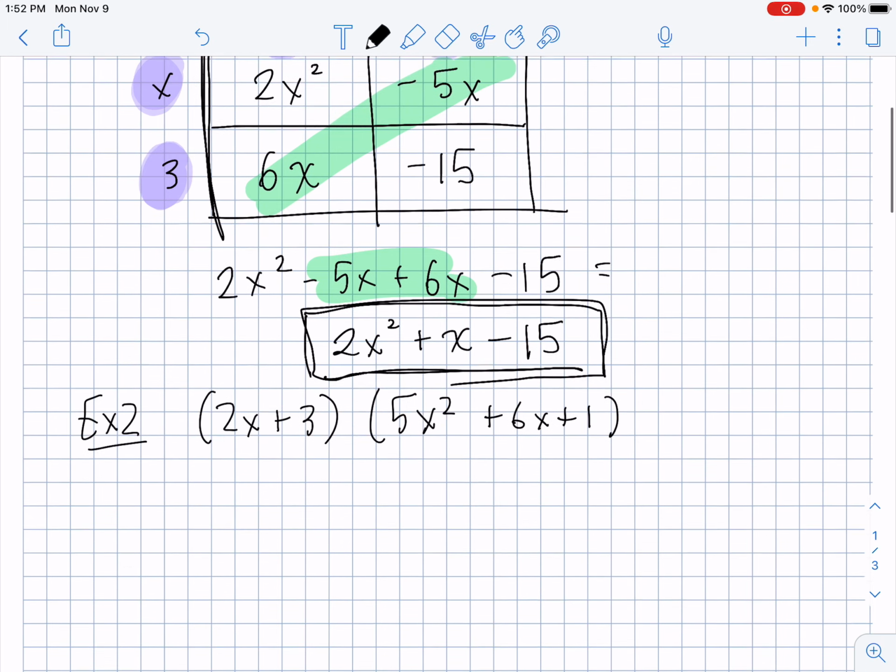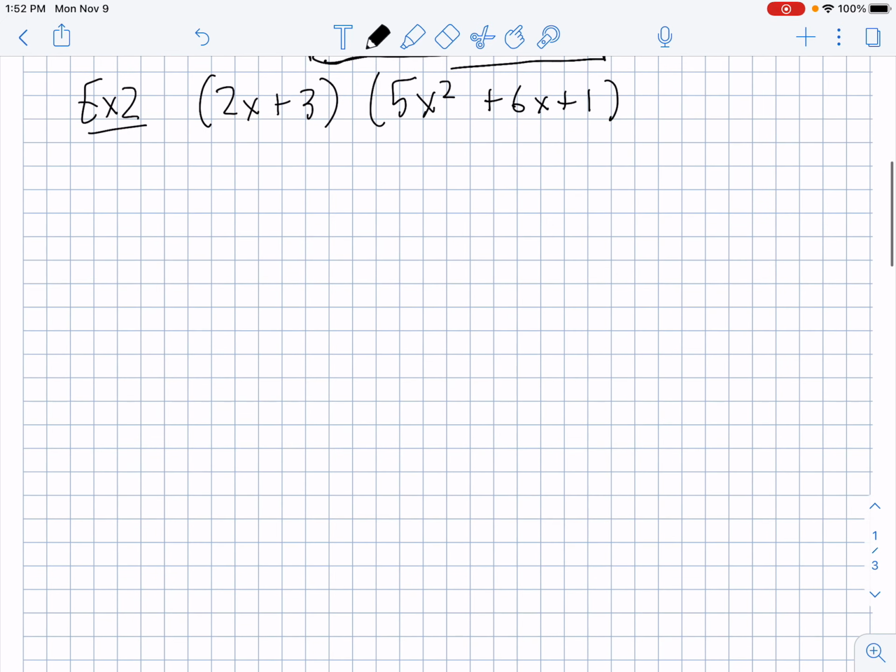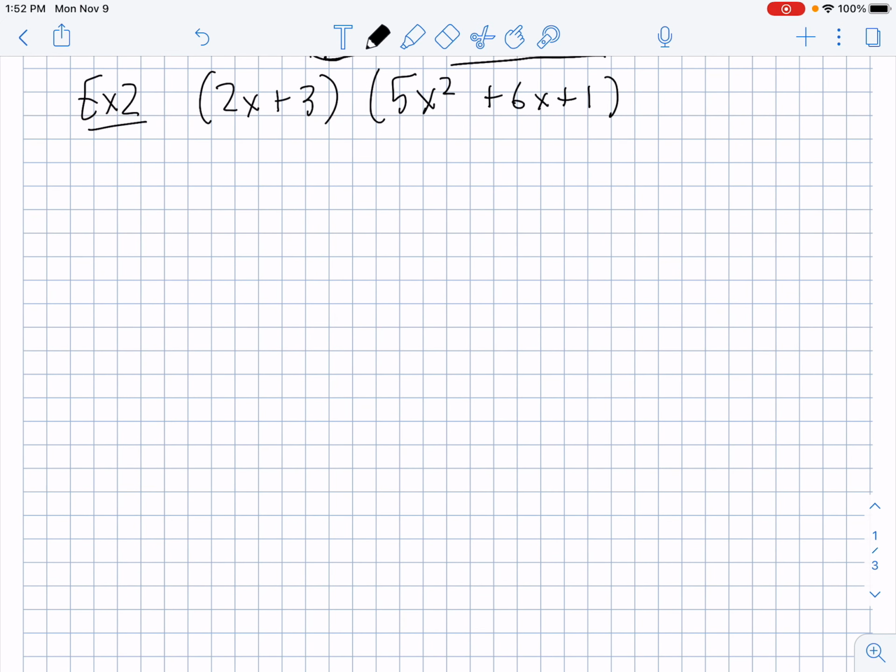Okay, we're going to try another one as a class. And of course, you are writing all of this down. If you didn't get to write this down, rewind, pause, write, etc. All right.